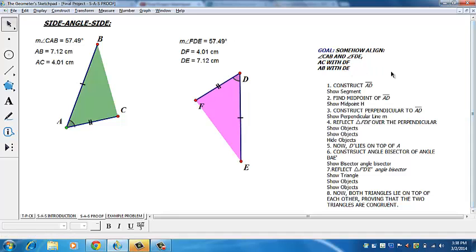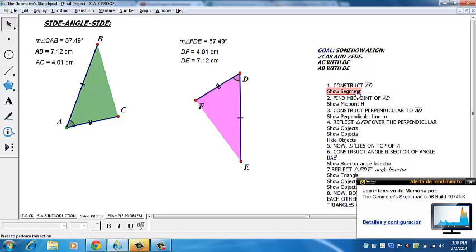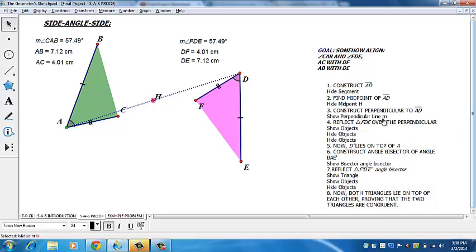So the way we're going to do this is that we're going to construct segment AD, and then we're going to find the midpoint of AD, which is point H, as we can see right there. We're also going to construct a perpendicular to AD. This perpendicular line, we're going to use it to reflect this triangle over the perpendicular, so we could have point D lie on top of point A.